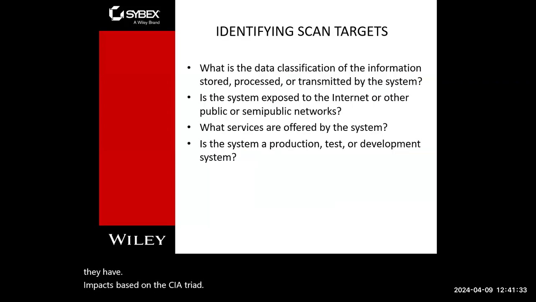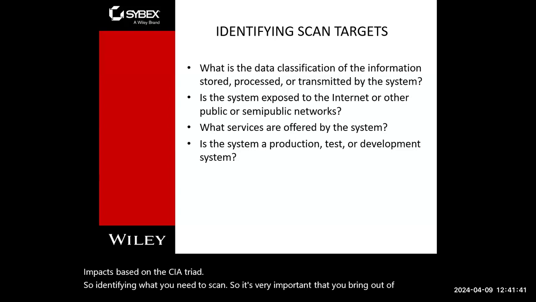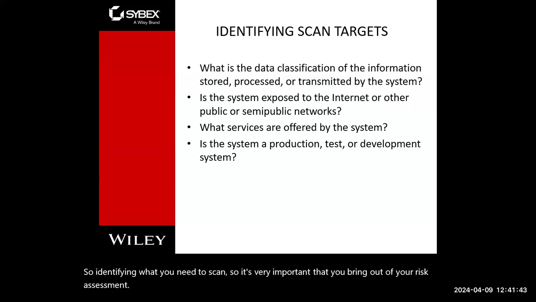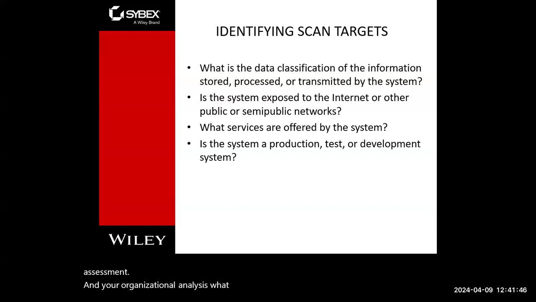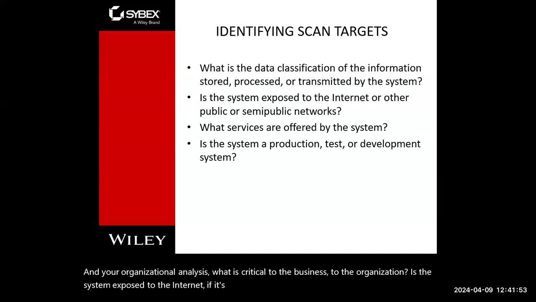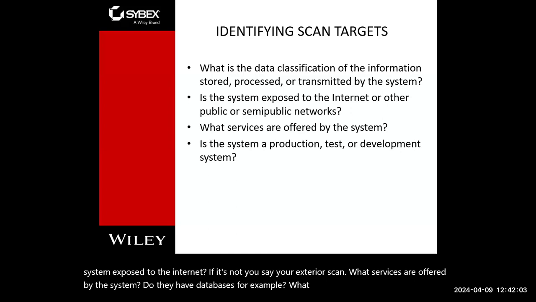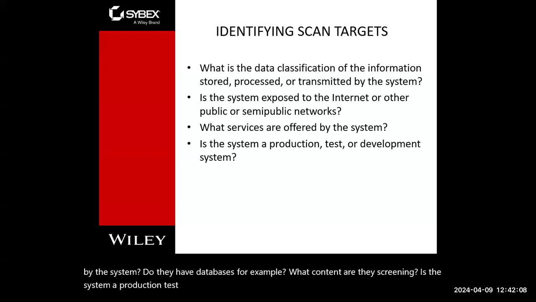So, identifying what you need to scan. It's very important that you bring out of your risk assessment and your organizational analysis what is critical to the business, to the organization. Is the system exposed to the internet? If it's not, you probably wouldn't include it in, say, your exterior scan. What services are offered by the system? Do they have databases, for example? What content are they screening? Is the system a production, test, or development environment?